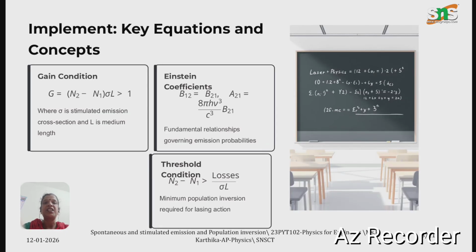Here we can see some key equations and concepts, starting with the gain condition. The condition for population inversion is N2 should be greater than N1. And Einstein's coefficients: we have seen how spontaneous emission and stimulated emission are related to each other. And the threshold condition, that is N2 minus N1 should be greater than the losses.